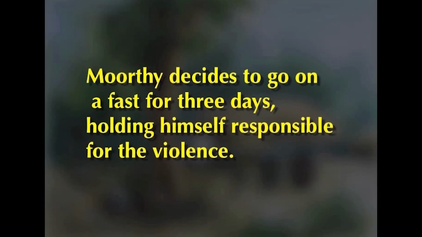Murthy decides to go on a fast for 3 days, holding himself responsible for the violence at the coffee estate. He then starts the "Don't Touch the Government" campaign.